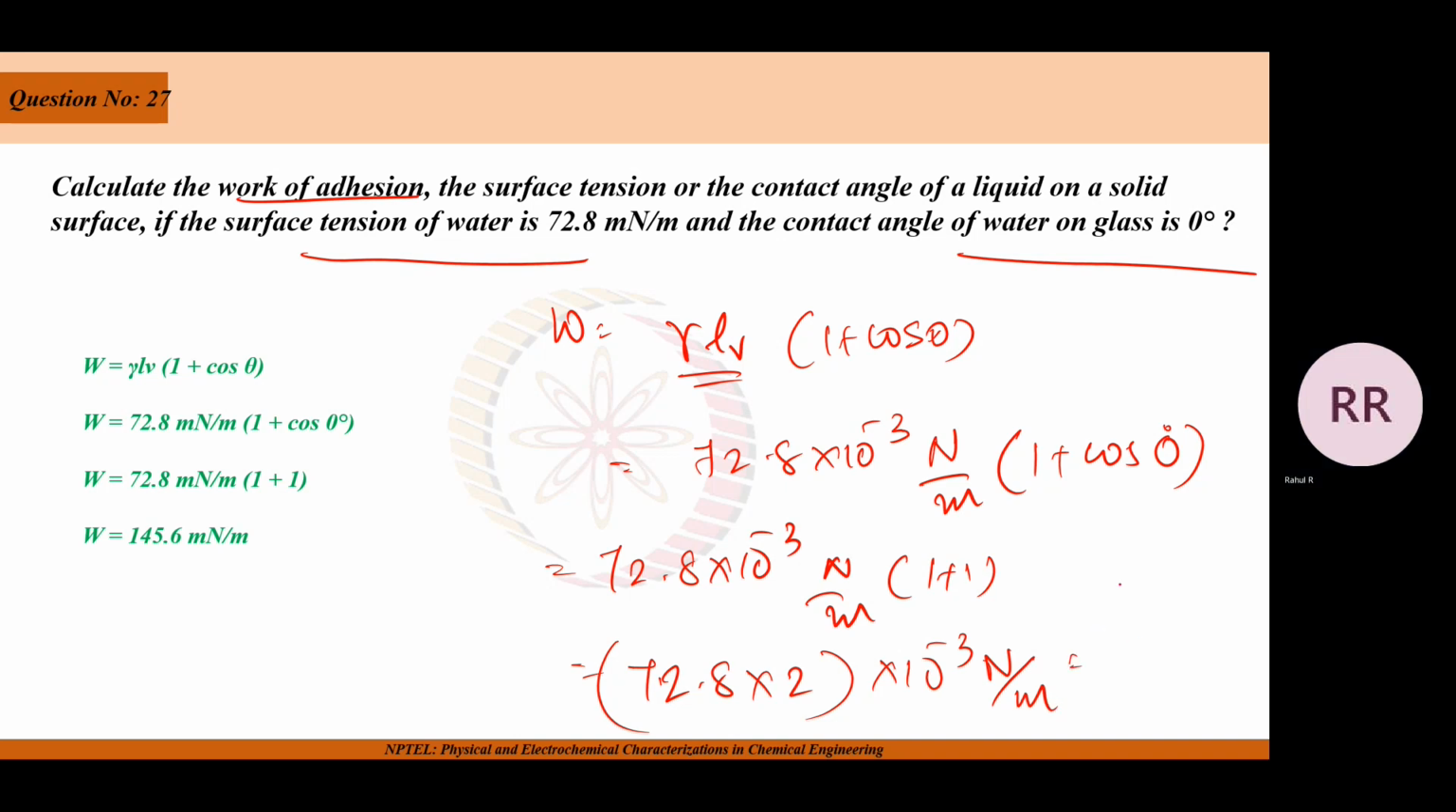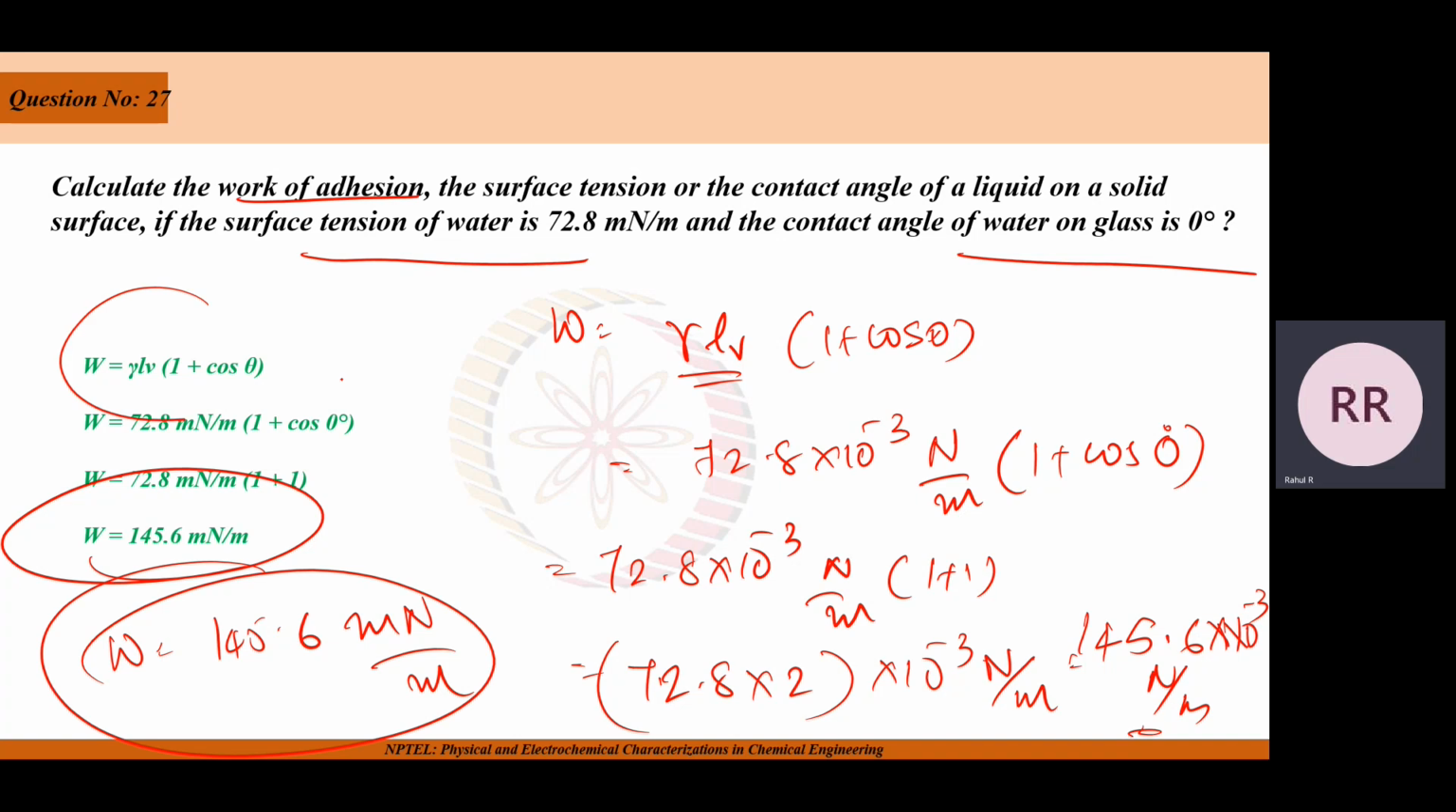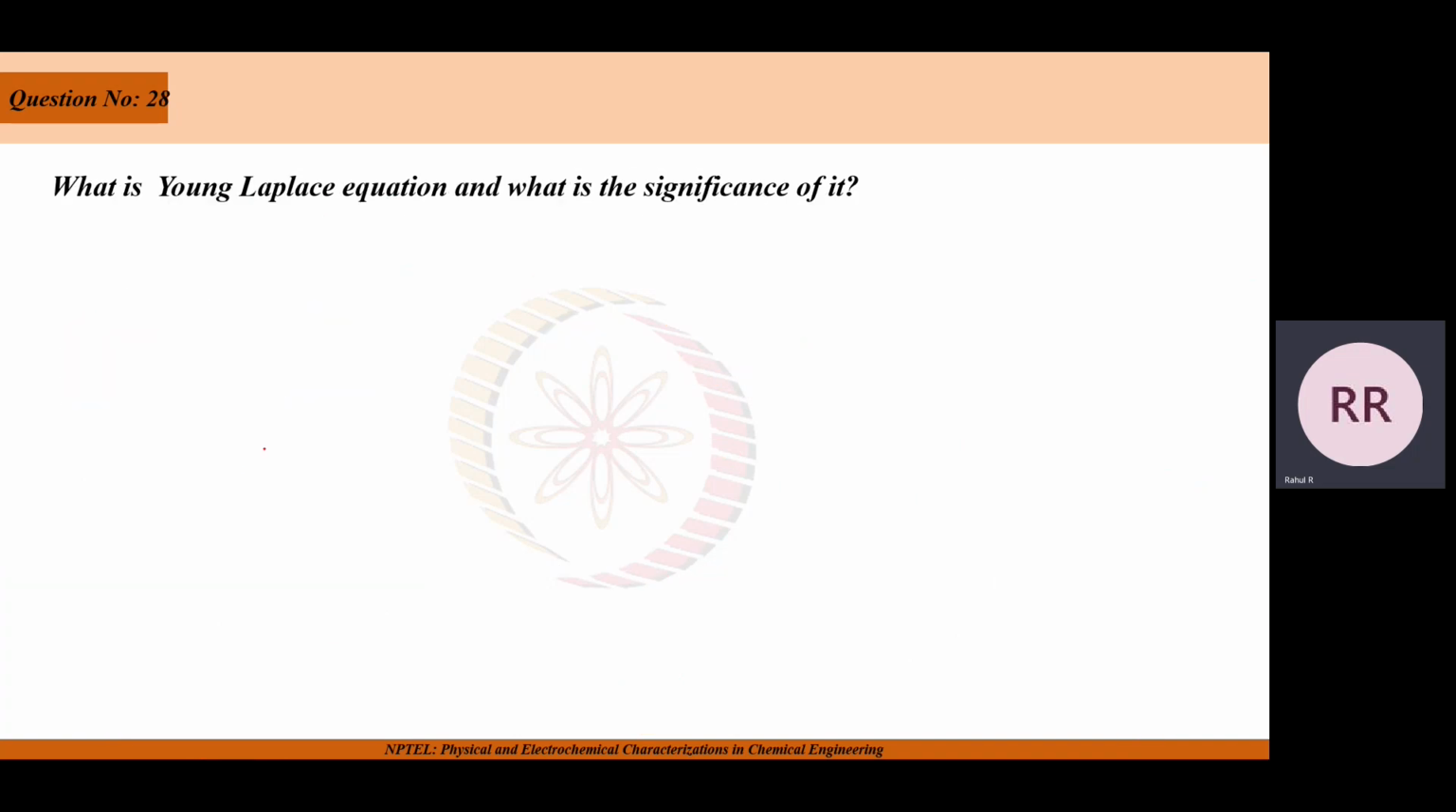That is how much? 14.6, 145.6 into 10 to the power minus 3 Newton per meter. So this is the answer. That is given by 145.6 millinewton per meter. So I hope this is very clear to you. This is the formula we need to use. Let us go to the next question.